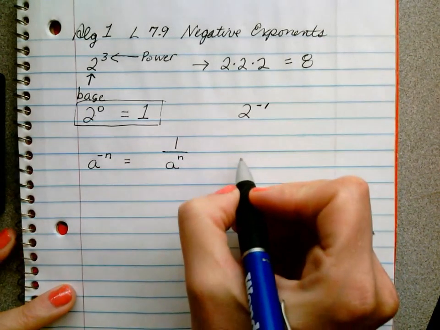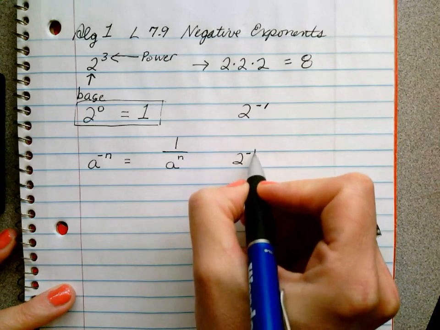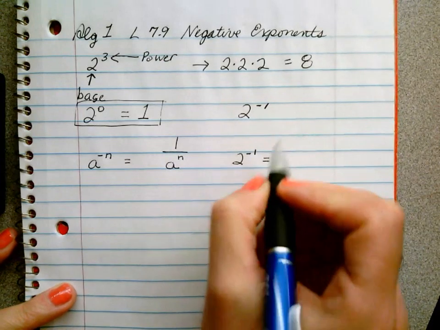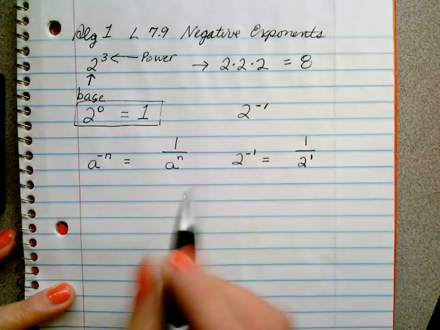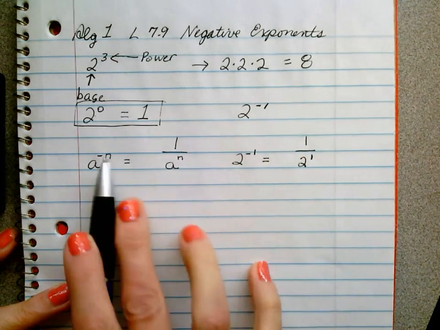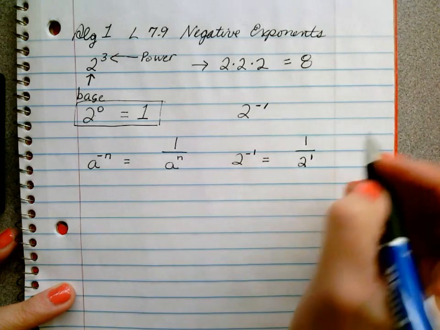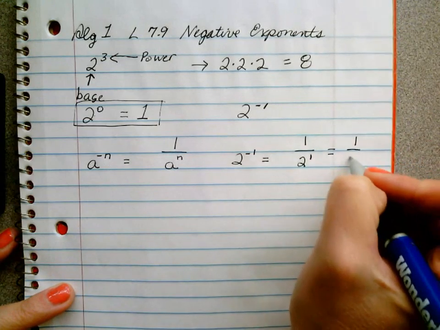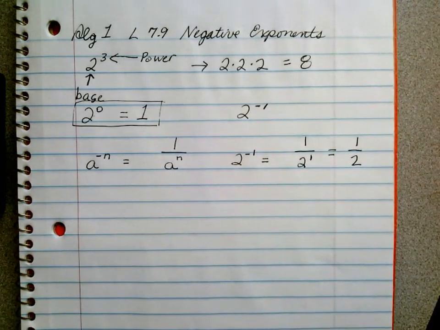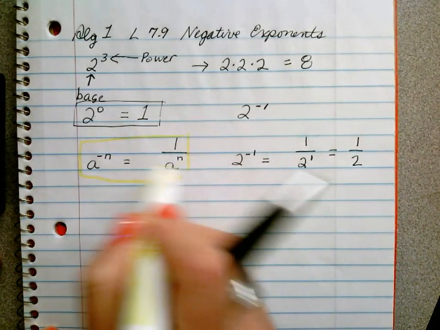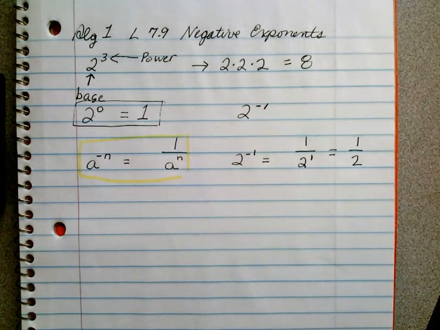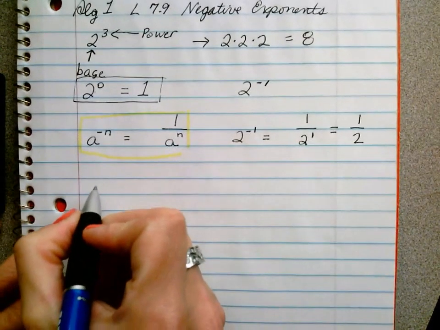So using the one they just gave, or what I just gave you, 2 to the negative first is equivalent to 1 over 2 to the first. Okay? So the a is the 2, the negative 1 is the n, and anything to the first power is that number. Okay? So this definition here is a lot of what we're going to be practicing today. Here's another sample that's just like it.